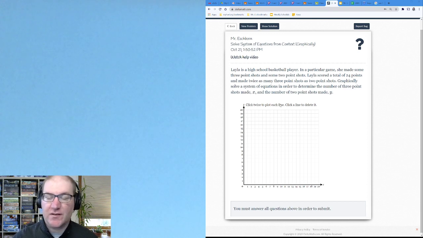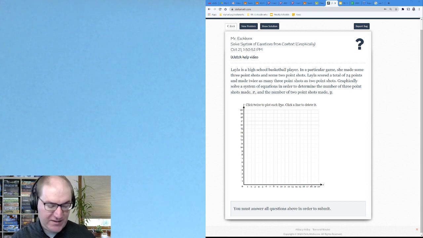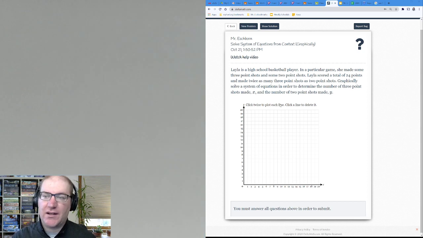So this first example on the screen says Layla is a high school basketball player. In a particular game, she made some 3-point shots and some 2-point shots. Layla scored a total of 24 points and made twice as many 3-point shots as 2-point shots. Graphically, solve a system of equations in order to determine the number of 3-point shots made, x, and the number of 2-point shots she made, y.